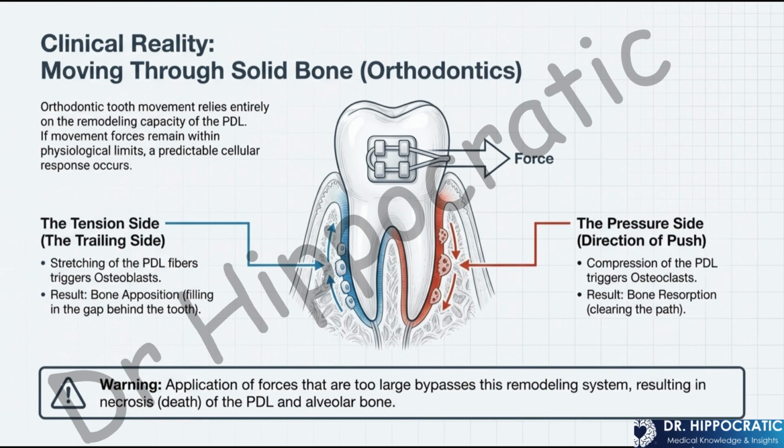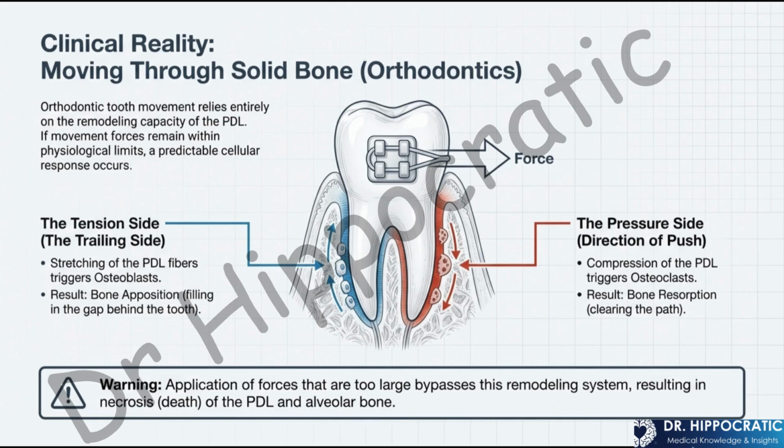Now we apply this to clinical reality, moving solid teeth through solid bone, otherwise known as orthodontics. When you get braces, the wires do not mechanically force teeth through your jawbone. If you applied raw mechanical force, the rigid tooth would simply shatter the bone and fall out. Right. Orthodontics relies entirely on hacking the biological remodeling capacity of the PDL. The slide clearly maps this out. When an orthodontic brace pulls a tooth in a specific direction, it creates two distinct environments in the PDL space. The trailing side is the tension side.